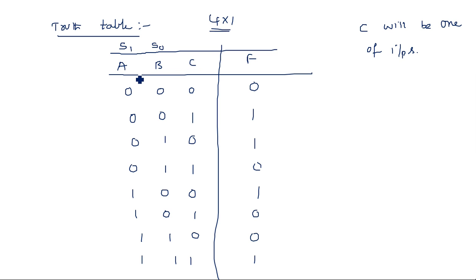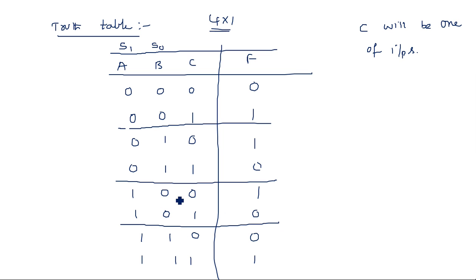So S0, S1 means BA. This is one set, because A and B both are zeros, and here A and B both are ones. This is another set, 0, 1. And this is another set, 1, 0. Again the last one is another set, 1, 1, because selection lines must be grouped. Selection lines S1, S0 are both zeros here.